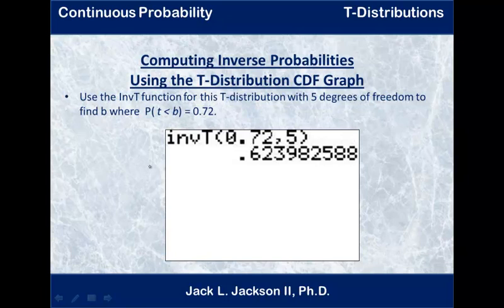So to do the same problem we just did, you don't get all the shading and all that, or the drawing and the graph, but you do get the number, and it actually works out very nicely and very easily. So if you want to do inverse t of 0.72, comma 5, the 5 degrees of freedom, we get the output there and find that our b value we're looking for is 0.62398, etc.